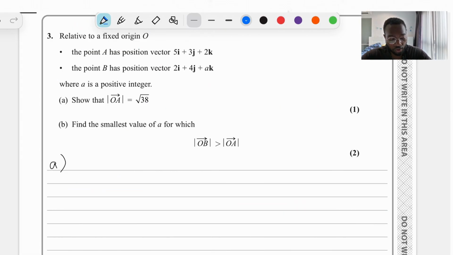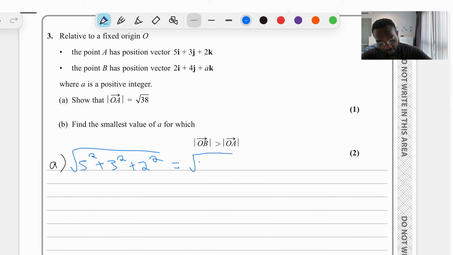For this question, all we need to do is show that the distance of OA is equal to root 38. So for this one, all we need to do is simple. It'll just be 5 squared plus 3 squared plus 2 squared, all square rooted. Just a normal way of working out the length of things. And if you do that, you will get 25 plus 9 plus 4, and then that gives us our root of 38.